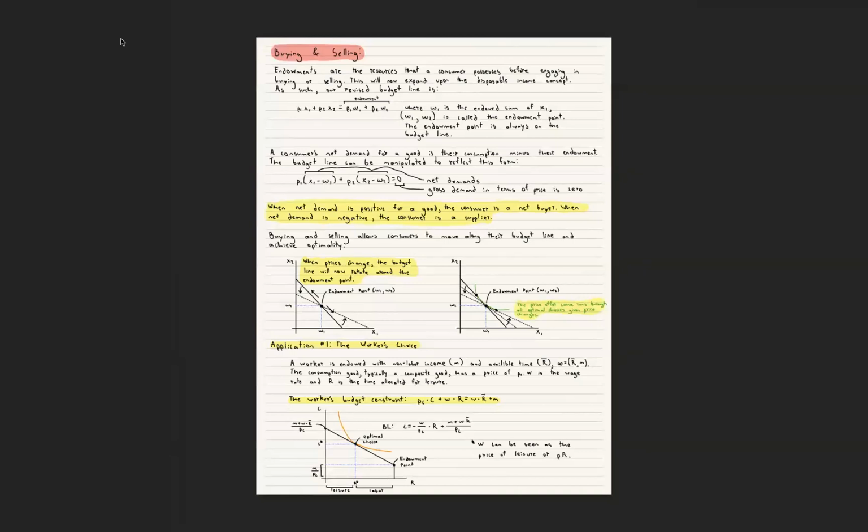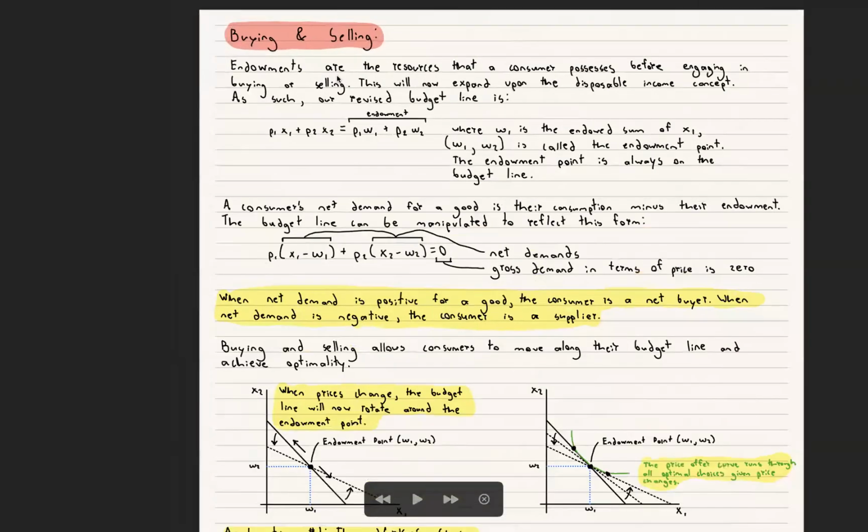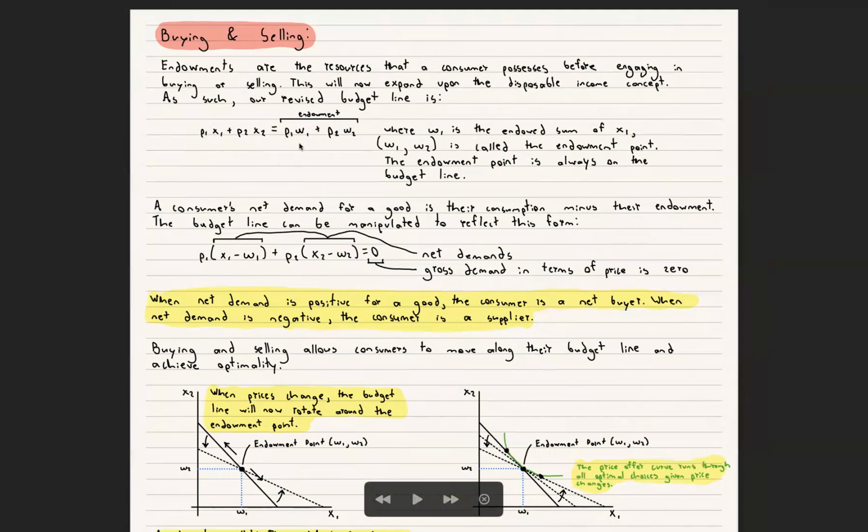But when we're evaluating buying and selling, we're going to be looking at endowments. An endowment is just the resources that a consumer possesses before engaging in buying or selling activity. This will now expand upon the disposable income concept, and as such, our revised budget line is going to be equal to this, where we have replaced M, or your budget, with the endowment itself. So W1, W2, the endowed sum of X1 and X2, is called the endowment point. And the endowment point is always on the budget line. So that's going to be your starting point.